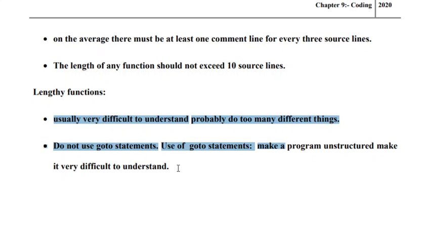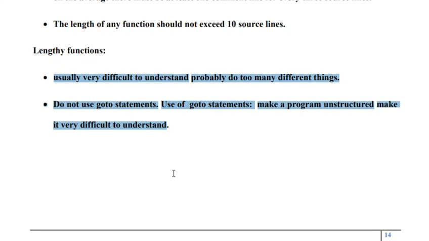We need to avoid any structure that leads the program to be unstructured. We've learned that a program can be called a structured program if it follows sequence, selection and iteration. If any of these are violated, then the program becomes an unstructured program. So that has to be avoided.